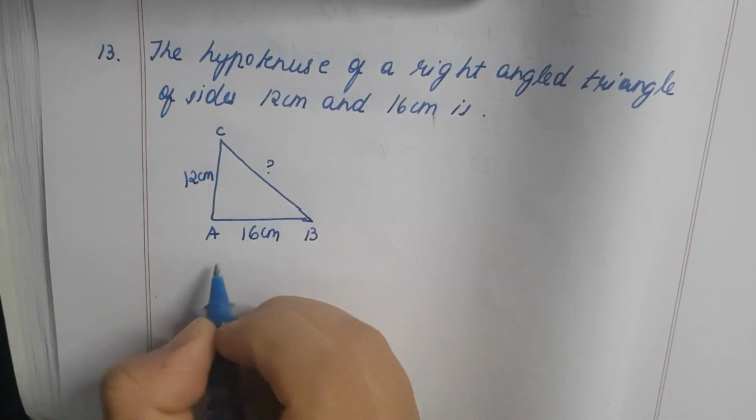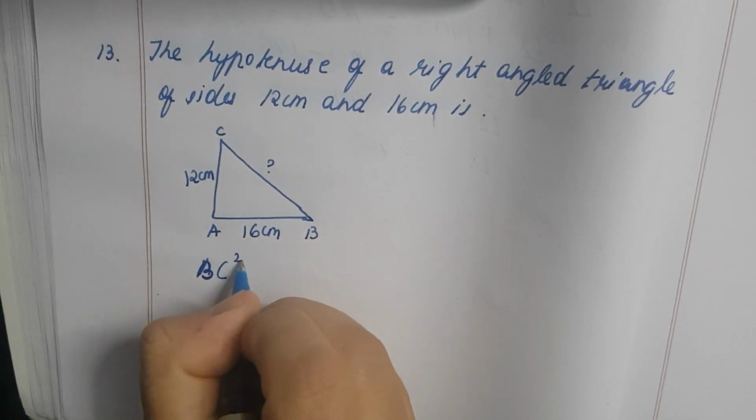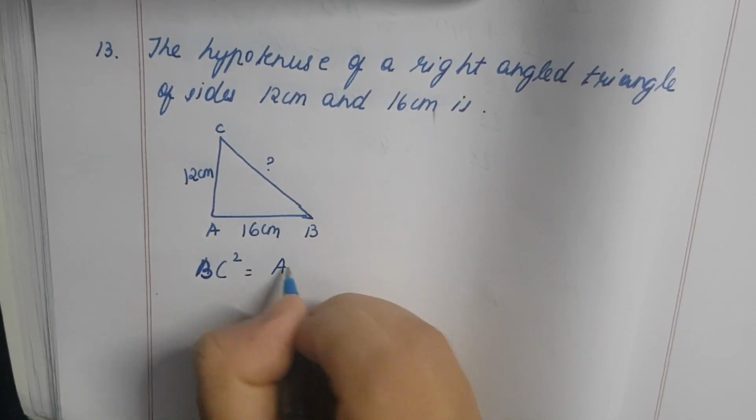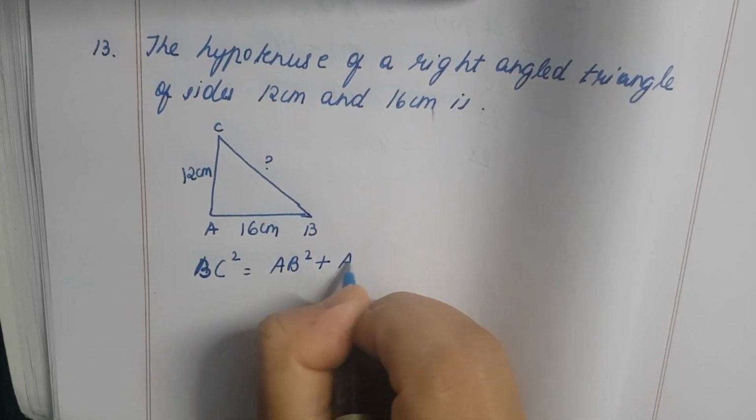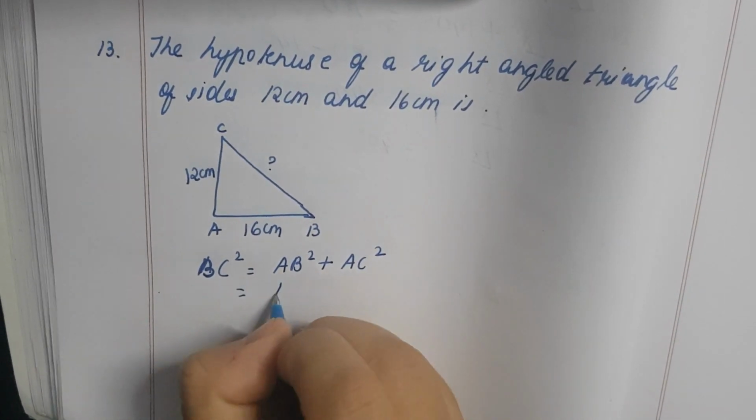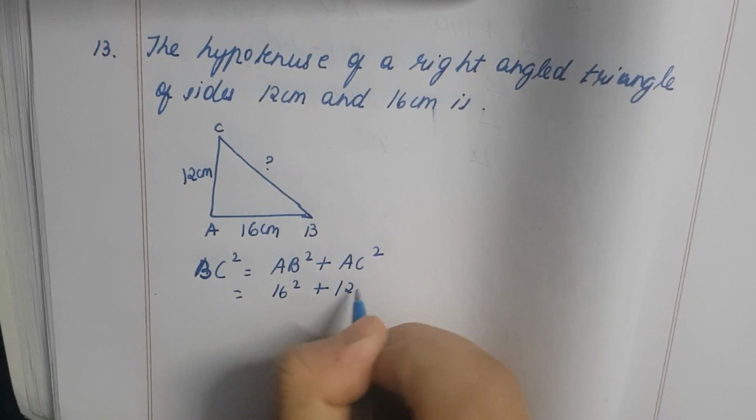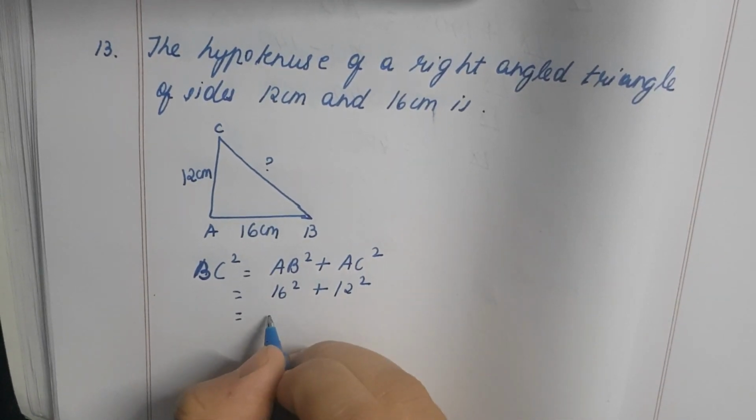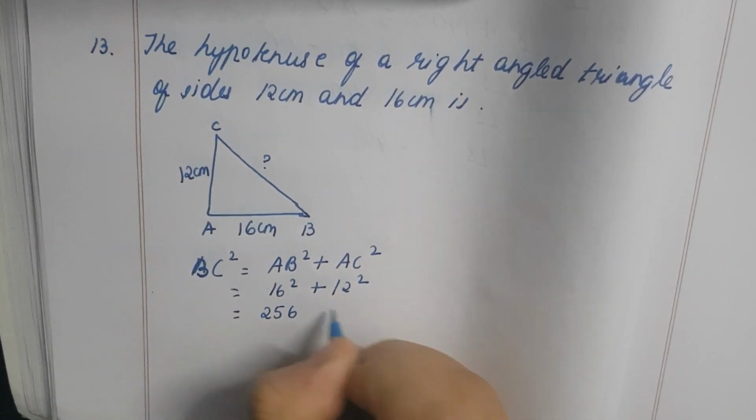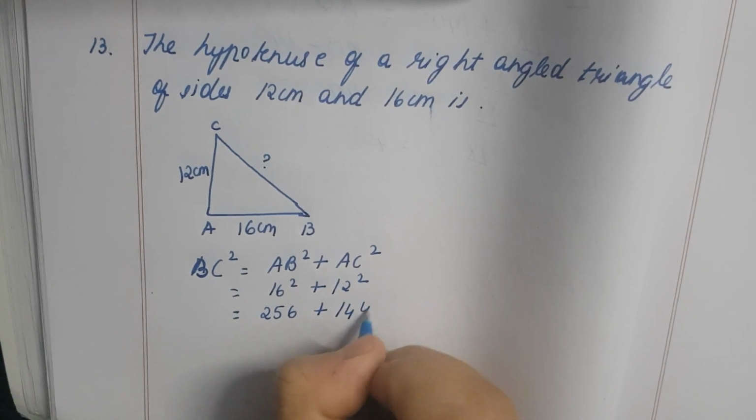So according to the formula, C square is equal to AB square plus AC square. So AB square is 16 square plus 12 square. So 16 square is 256 plus 12 square is 144.